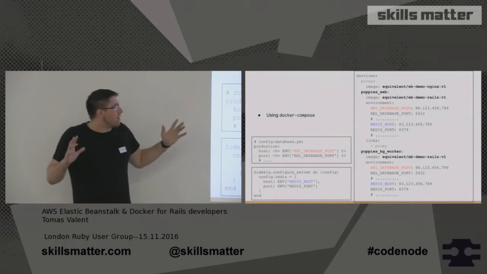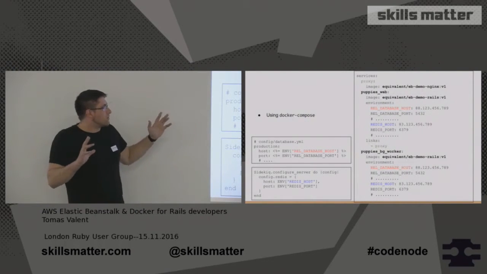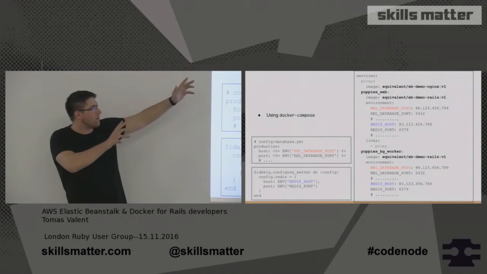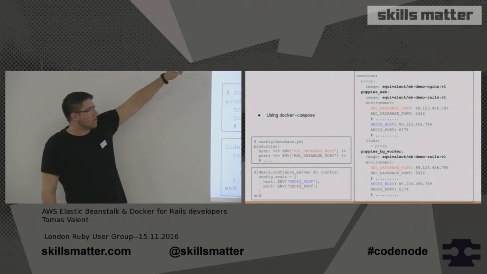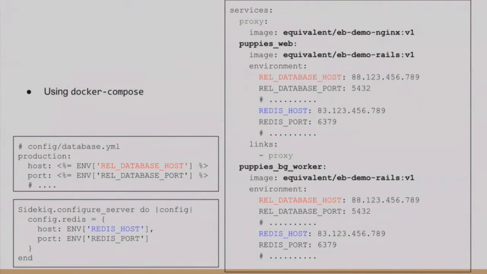Yeah, so in our case, the Docker Compose YAML will look like this. So we are no longer referencing the database, sorry, the DB container and Redis containers, because that's in separate VMs. And nothing much changed for the proxy container and puppies web and background worker container. We're still using the same image.